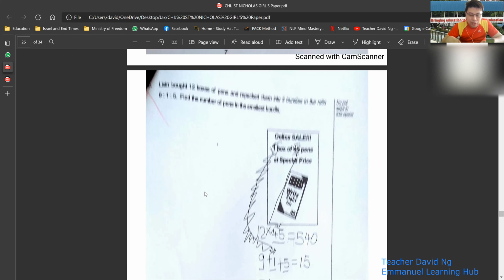So it's very important when you do the paper, after you finish, if you have time to check, please check. Check as thoroughly as you can, until the 1.5 hours is up. Once the 1.5 hours is up, don't check anymore, because in the exam, when 1.5 hours is up, you can't check anymore.